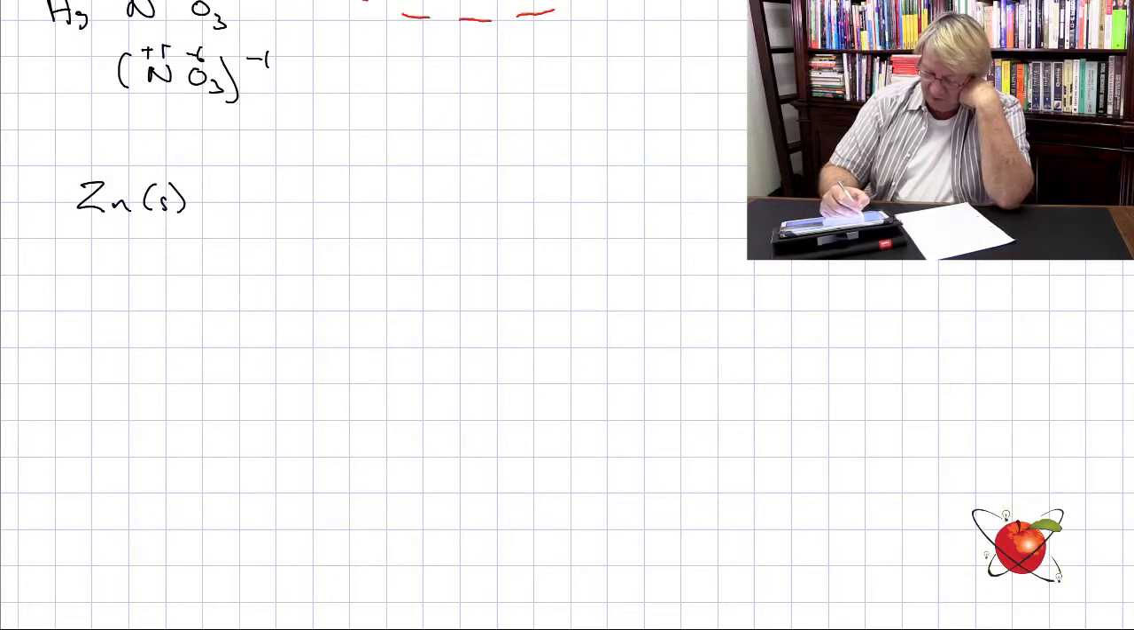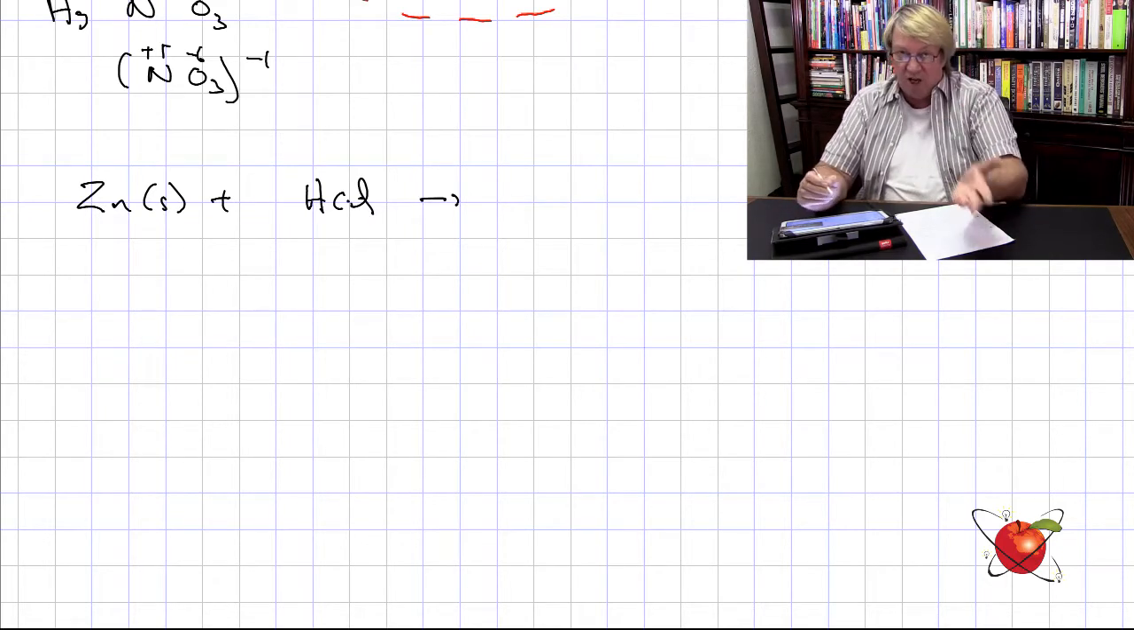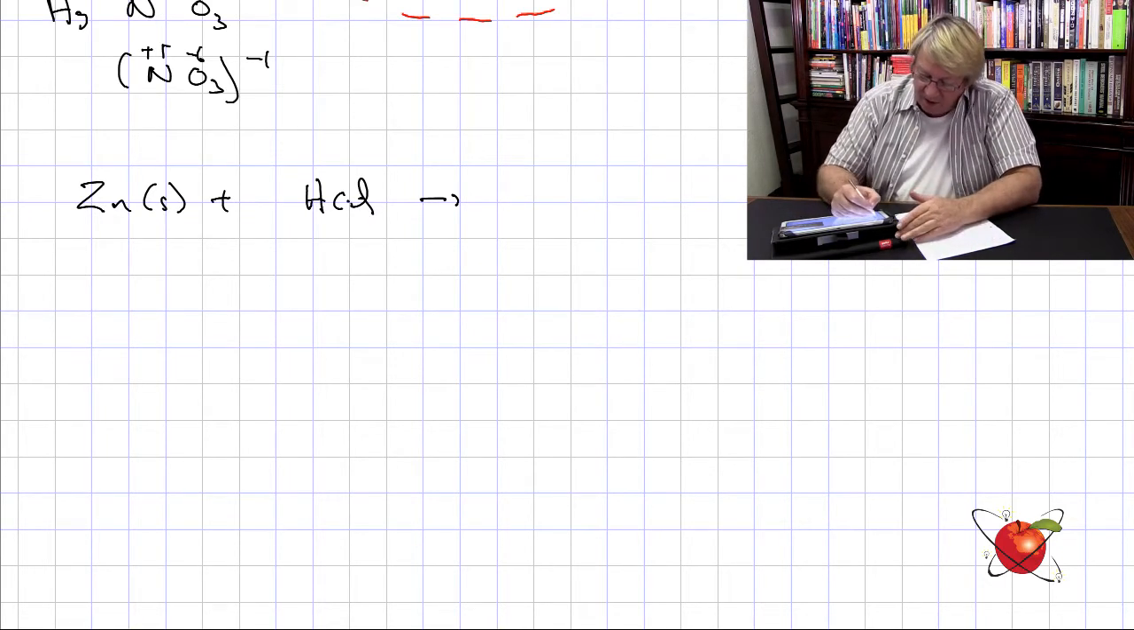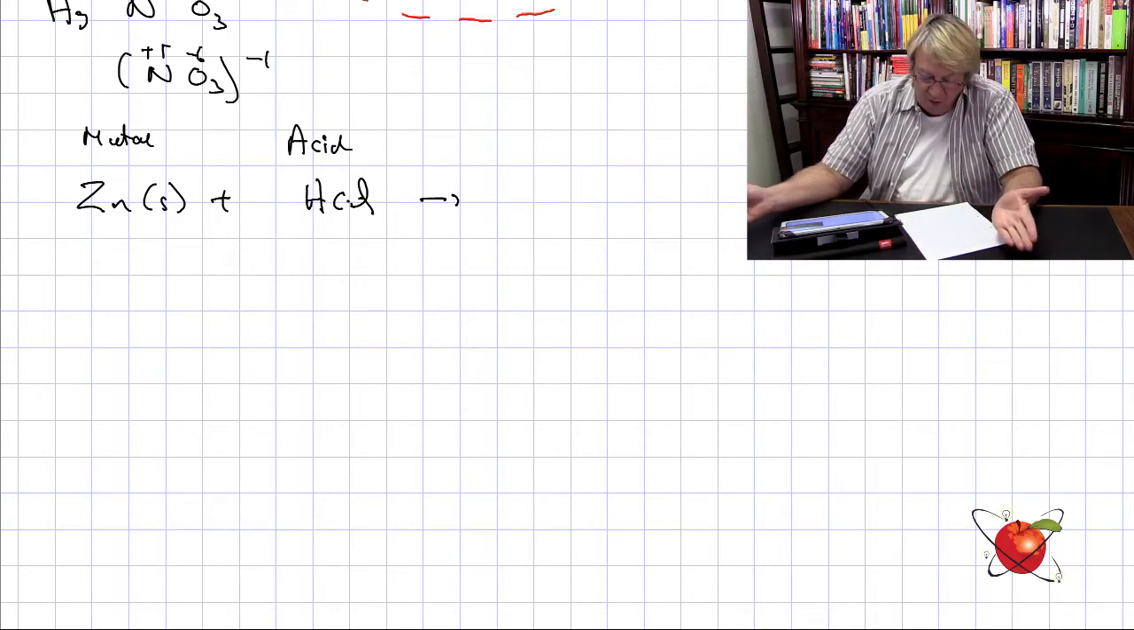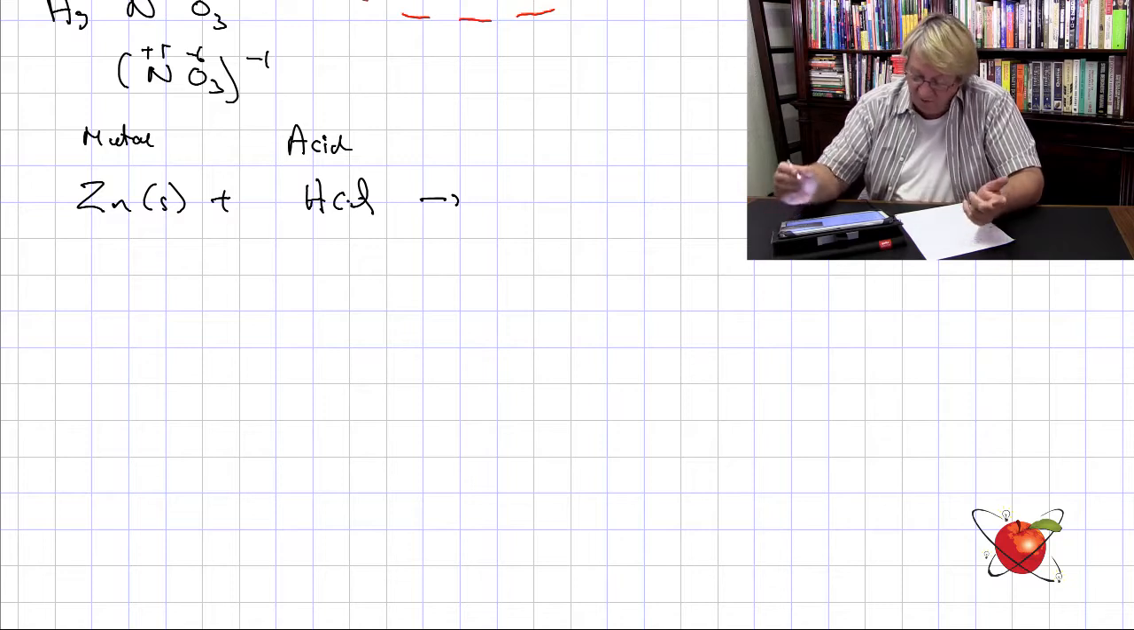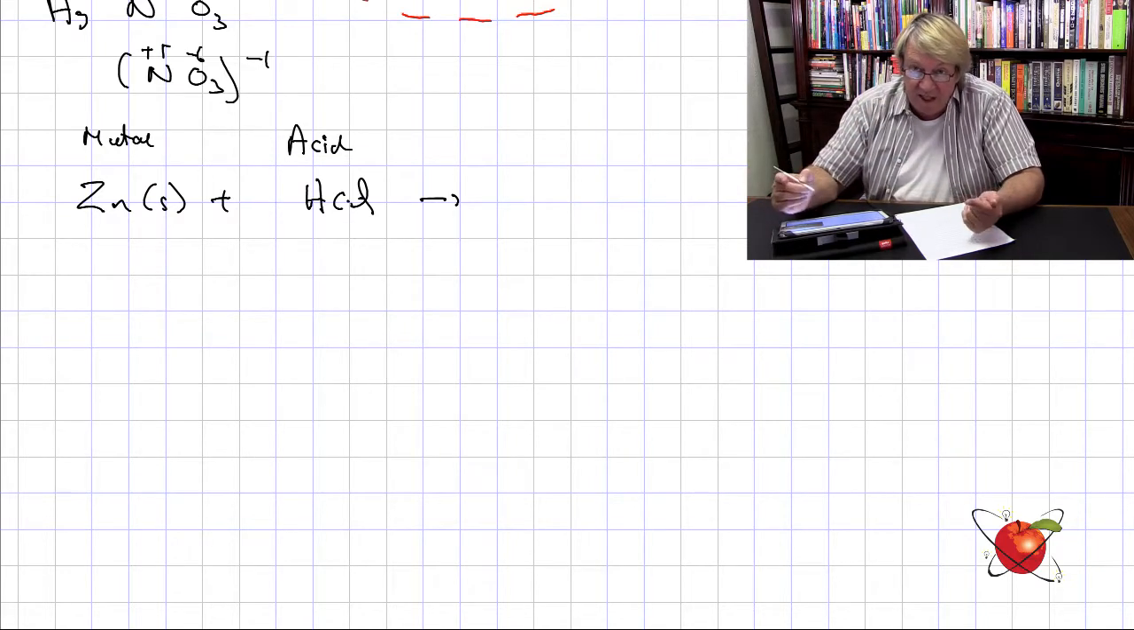Zinc solid is put into HCl, okay? Right, now already you should know what we get. What have we got here? We've got a metal plus an acid, gives us metal salt plus hydrogen.